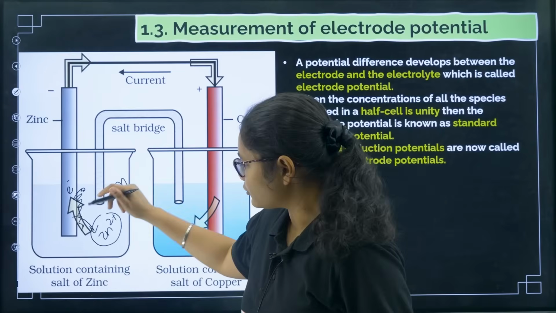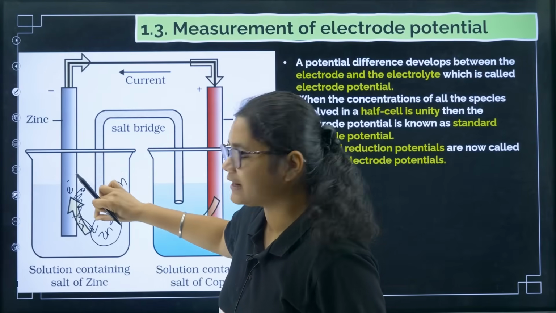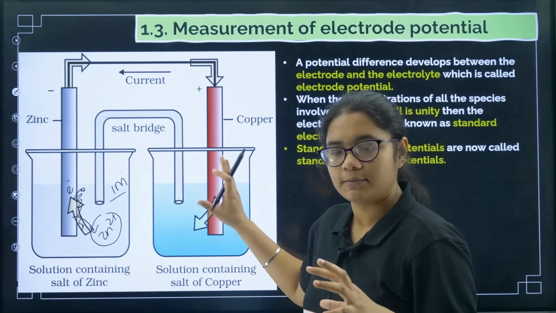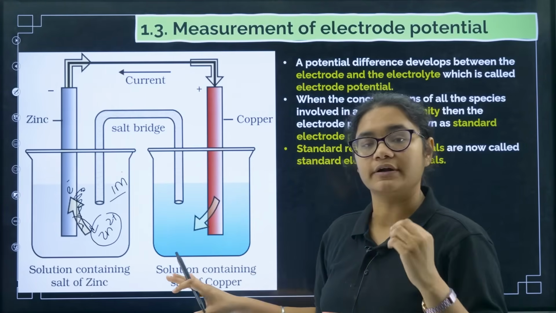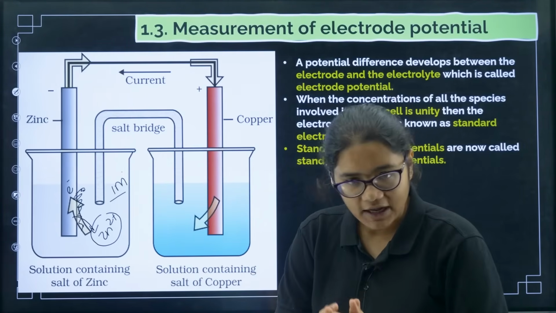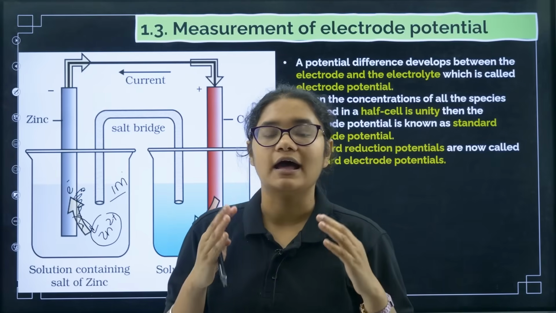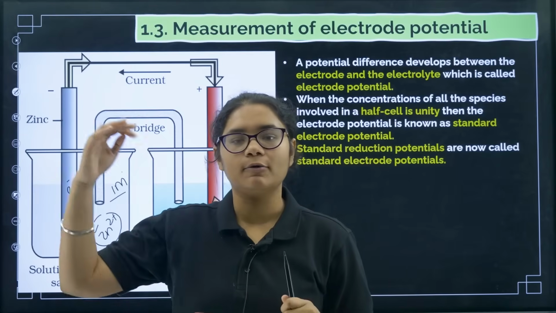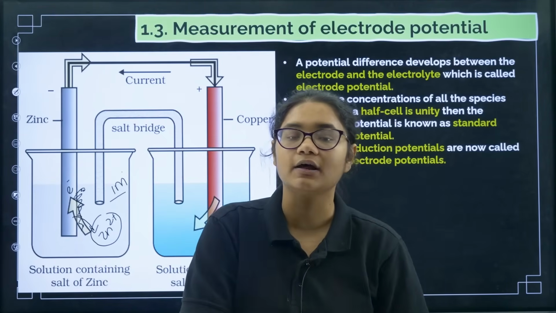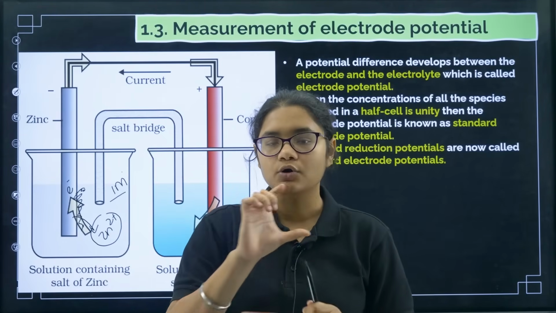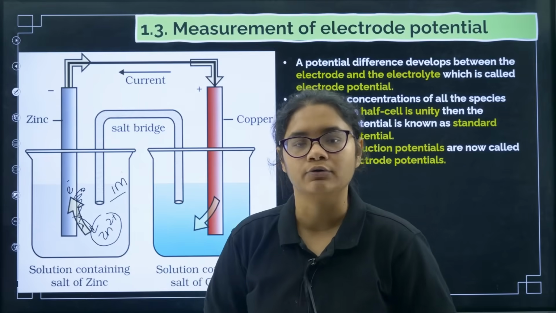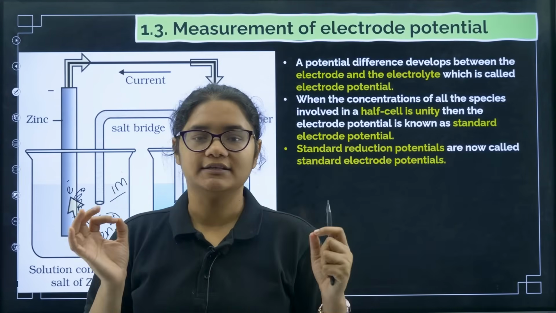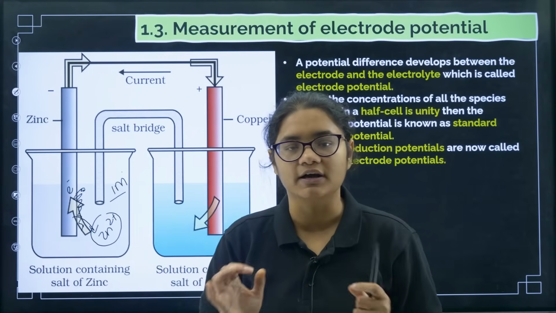Now see, the potential that is developed between the electrode and zinc is called oxidation potential. Here the potential developed between the rod and the electrolyte is the reduction potential. But by convention, according to IUPAC, the reduction potential is taken as the electrode potential. So whenever we talk about electrode potential, we talk in terms of reduction potential, so that a common term can be used for all electrode potentials. Whether it undergoes oxidation or reduction, the potential is always expressed as reduction potential.